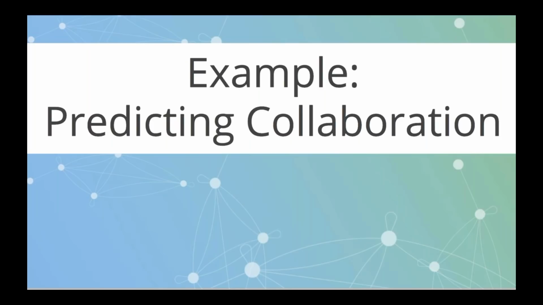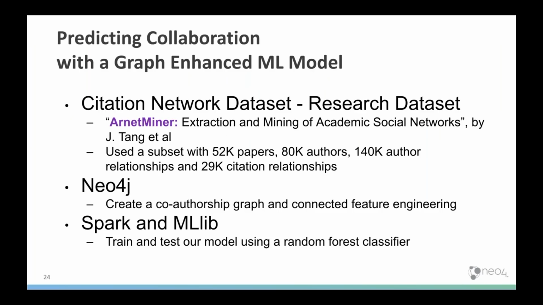So let's actually get into the example where we're trying to predict collaboration. We looked at a citation data set. This is a really interesting research data set, and if you do a search on Arnet Miner and this detail, you'll be able to find it. We actually used a subset of that data set with 52,000 papers, 80,000 authors, and 140,000 co-author relationships. So a pretty healthy data set.